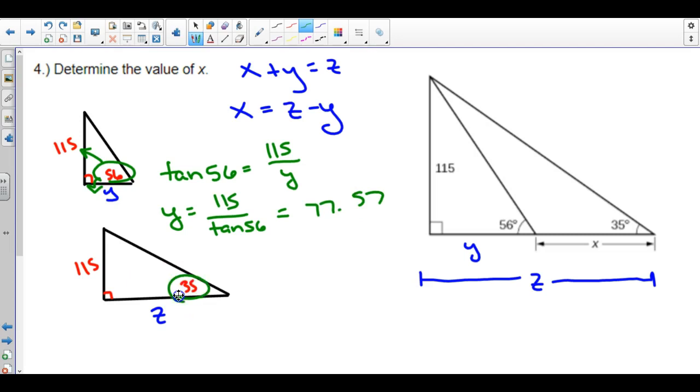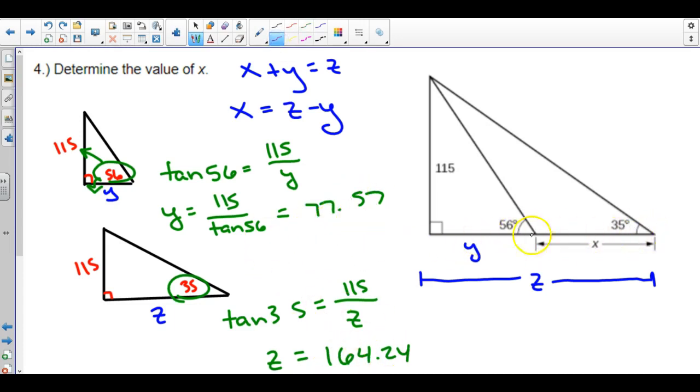And I'll do the same thing in the bottom diagram as well. So I'm going to take my tangent of 35 degrees and set that equal to my opposite, which is 115, over my adjacent, which is z. This ginormous z distance is 164.24 units.